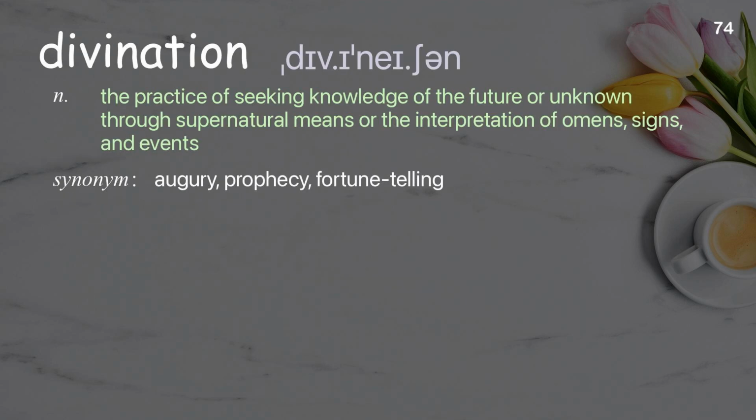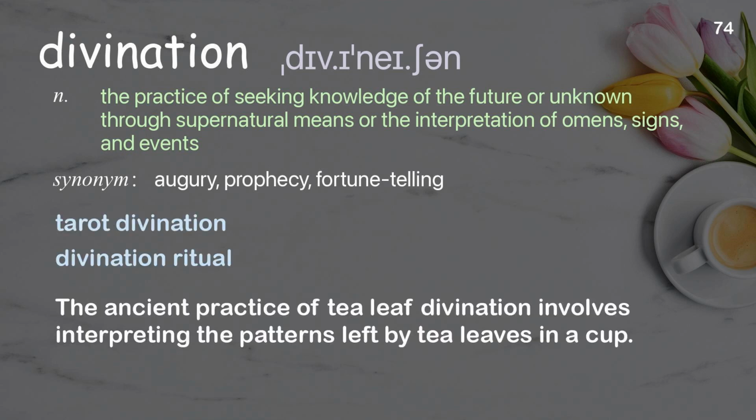Divination. The practice of seeking knowledge of the future or unknown through supernatural means or the interpretation of omens, signs, and events. Examples: Tarot divination. Divination ritual. The ancient practice of tea leaf divination involves interpreting the patterns left by tea leaves in a cup.